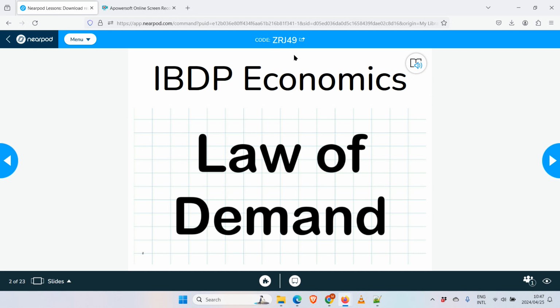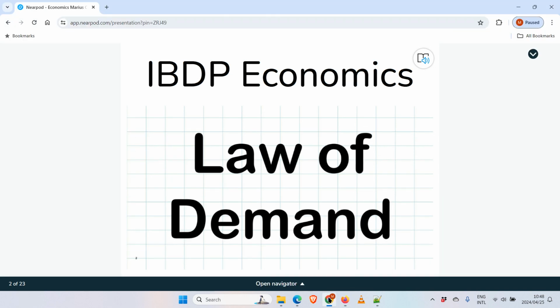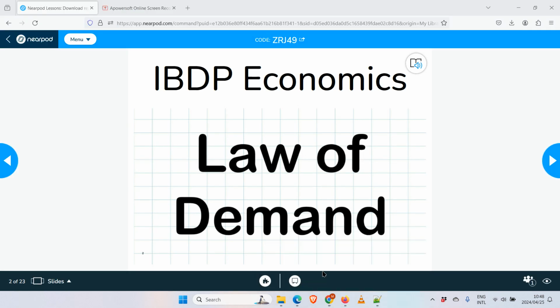I have logged in as myself to be a student following this lesson on the student device, whether it's a laptop or a mobile phone. Here I've logged in on a different browser, and here you can see what the student will see on his or her device. So let's go back to the main slides.